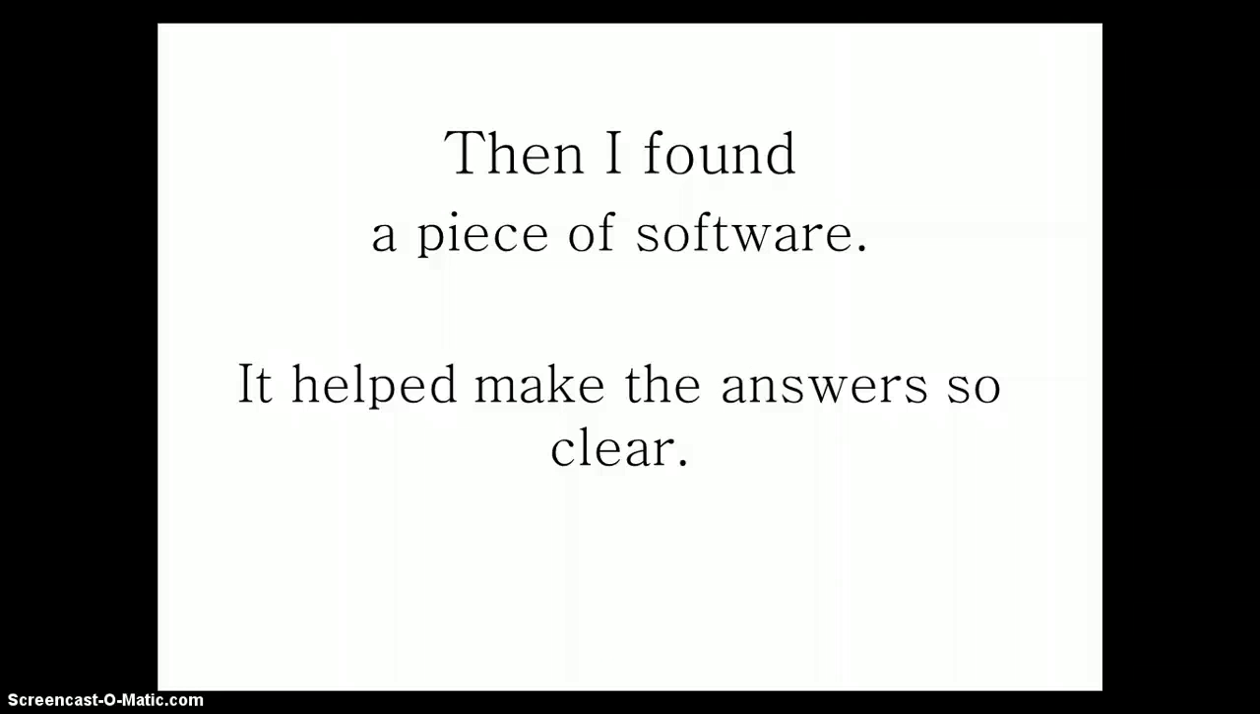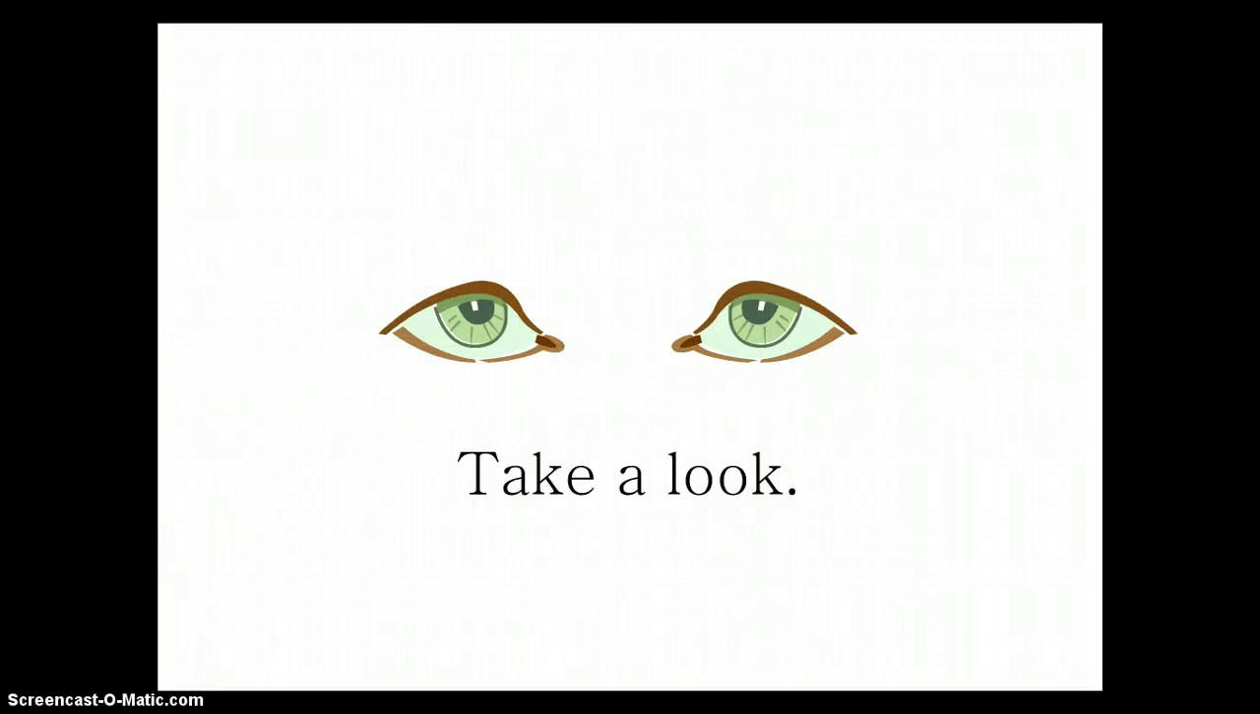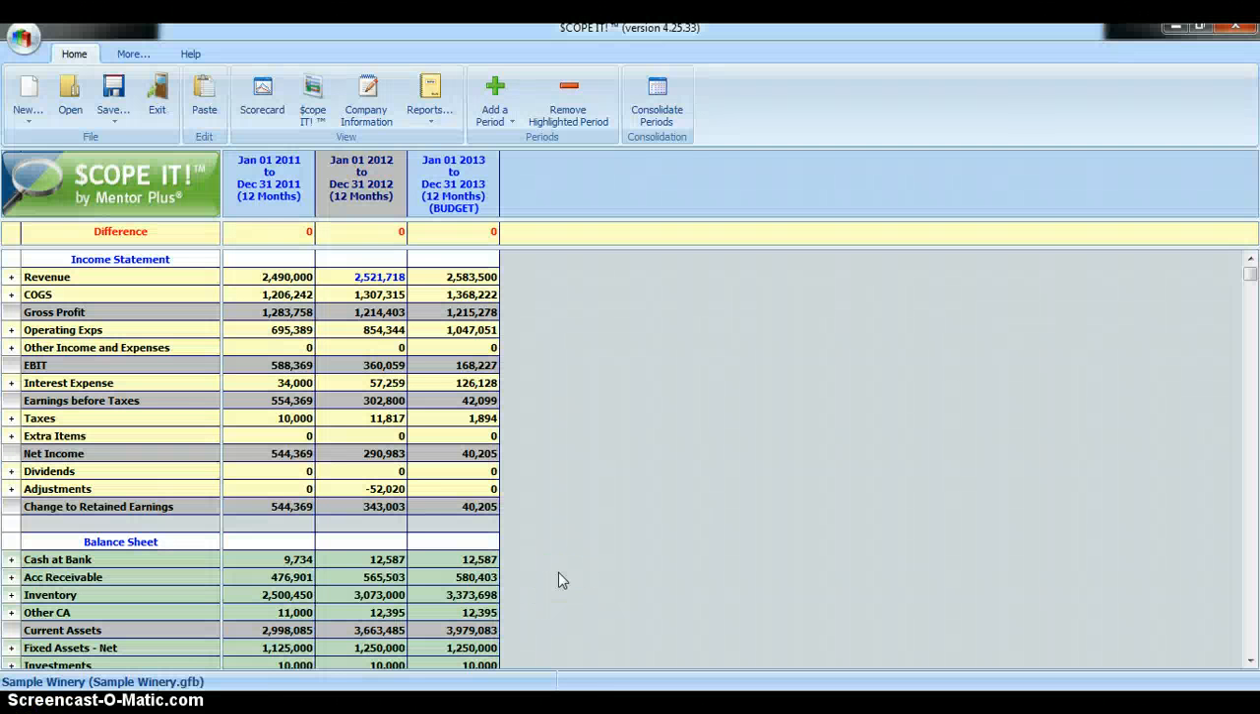Then I found a piece of software. It helped make those answers so clear and interactive. No more snoring. Take a look. This is Scopit software from Mentor Plus. It starts with the basic financial statement information that everyone is quickly bored by, but you see there's an income statement, there's a balance sheet, and there's just summary information for each year.